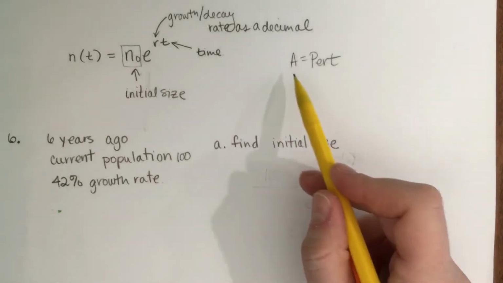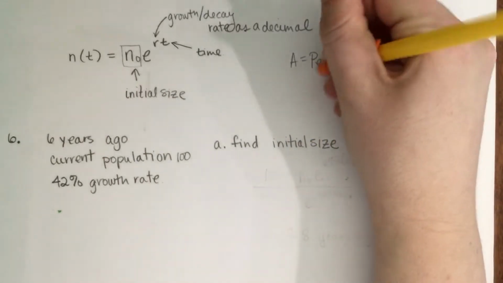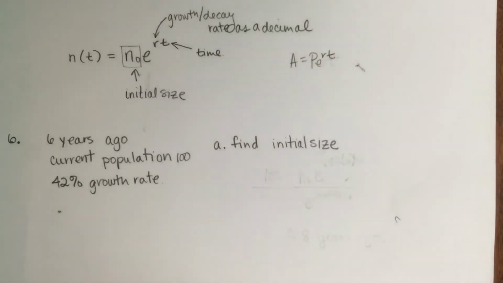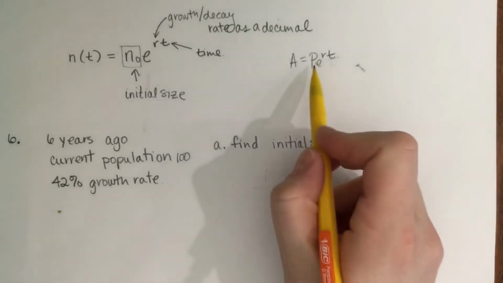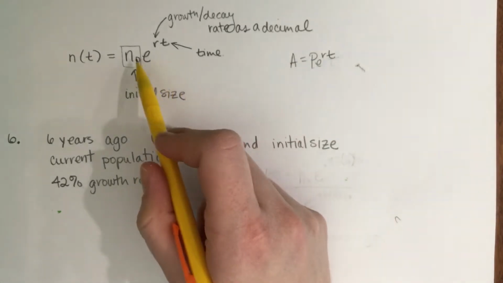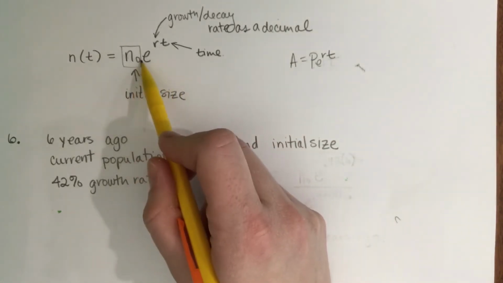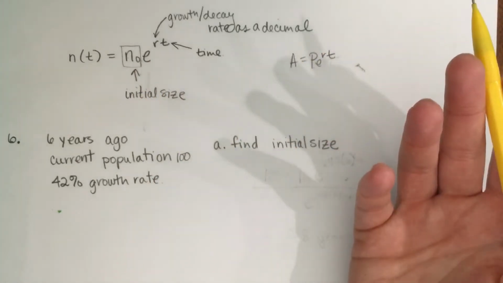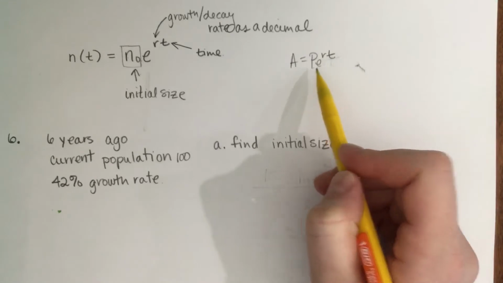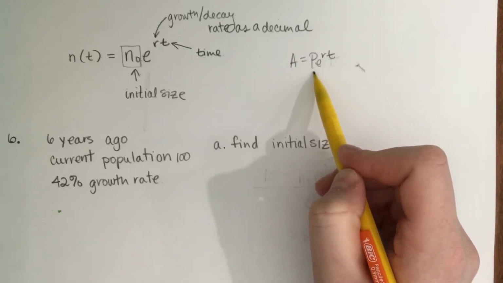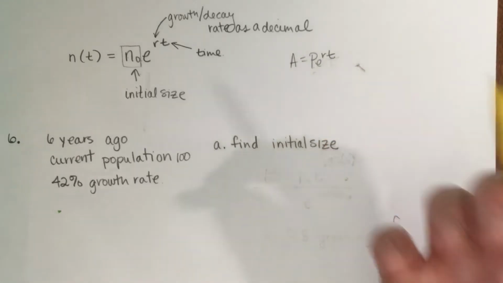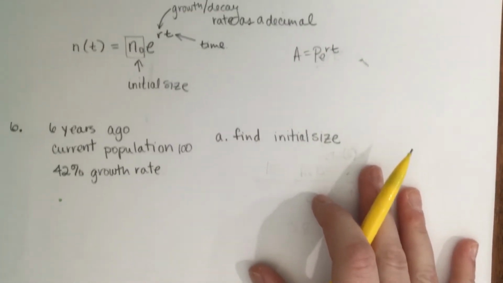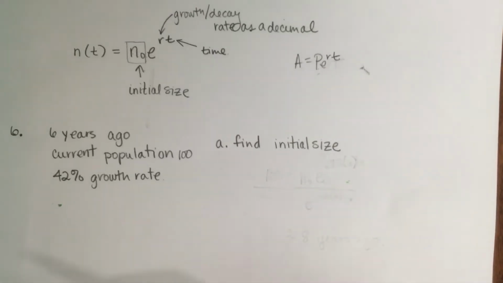Now, what you guys will notice is that this formula is actually incredibly similar to this. In fact, it's the same thing, except we use different variables. So in this problem, we have N naught. So that means when the time is 0, that was our initial size or the initial population. Whereas when we were looking at compound interest or continuous interest, the P was representing the principal, which was always the initial investment.